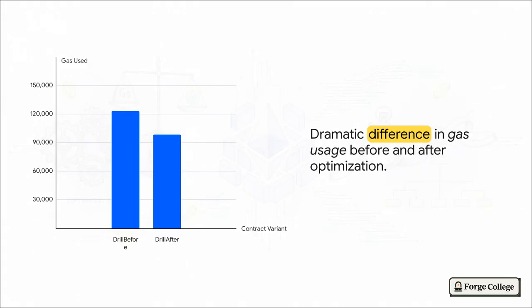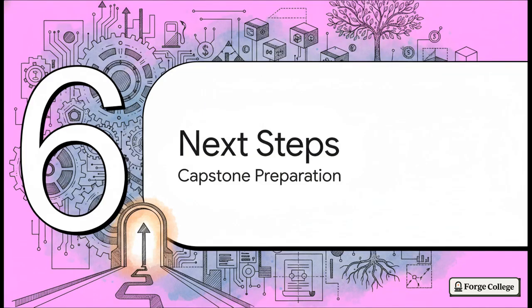I mean, that is a dramatic drop in gas usage. Just because we cached our storage reads to reduce SLOADs and combined our flag writes to reduce SSTOREs, we shaved off a massive chunk of the execution cost. When your users are paying real money for these transactions, this exact difference is what separates an amateur contract from a true professional one.